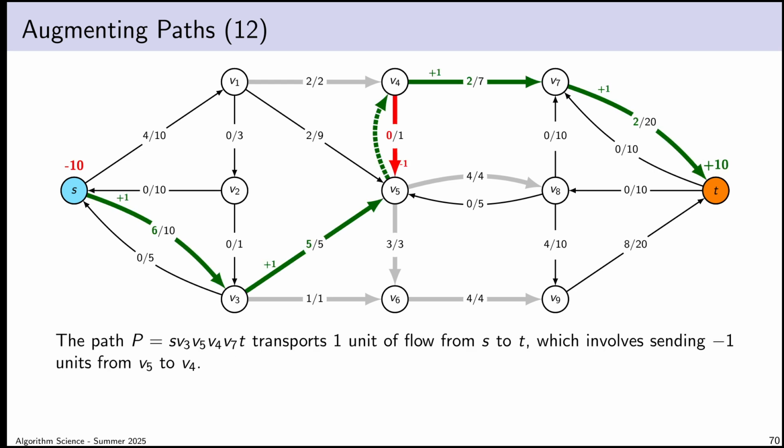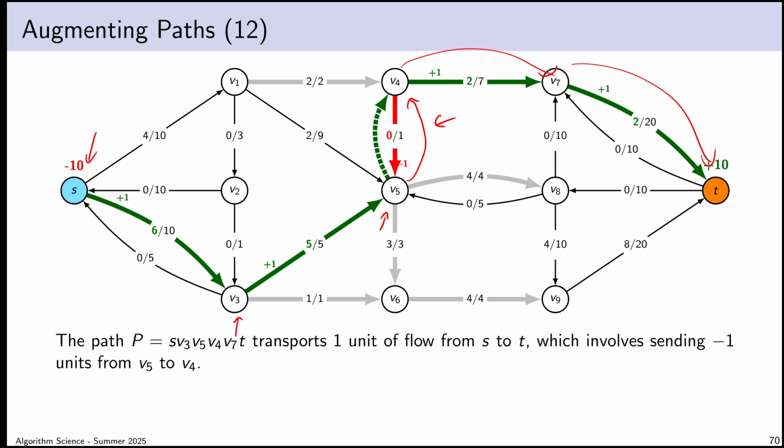So if I take this path here, I go from S to V3, I go from V3 to V5, and then I go backwards along the edge V5, V4, and then I move on to V7 and then T. I can call this whole thing one path. It only really has one weird exceptional case, which is that in the middle, it's working backwards along an edge.